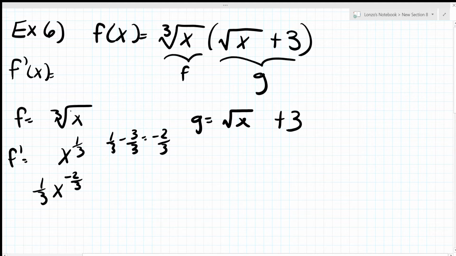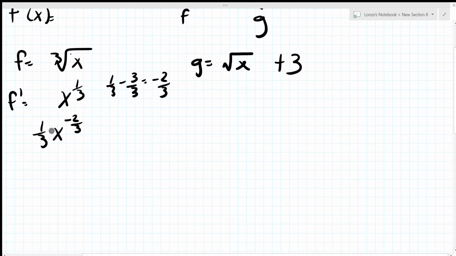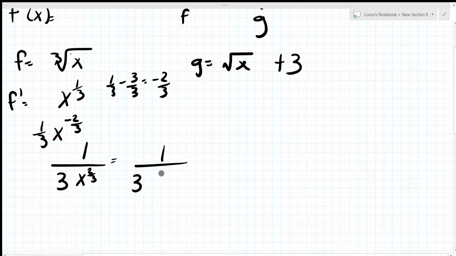How do I write this with a positive power? I can rewrite that as 1 over 3 x to the positive 2/3, and you can rewrite that as 1 over 3 cube root of x squared. Good. So that's how you write it with a positive power. This is my f prime. Let's find the g prime.